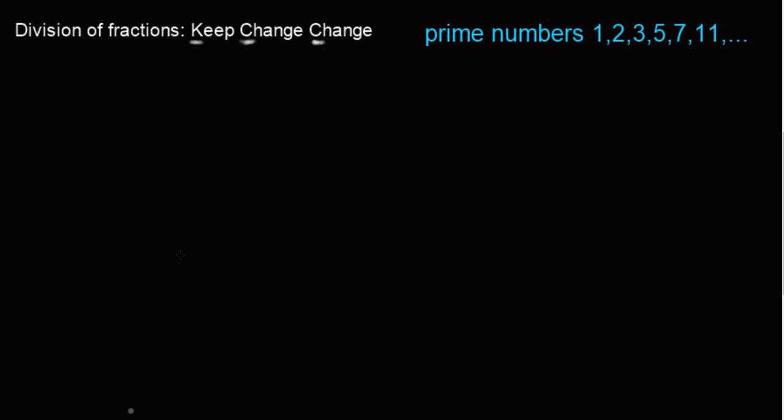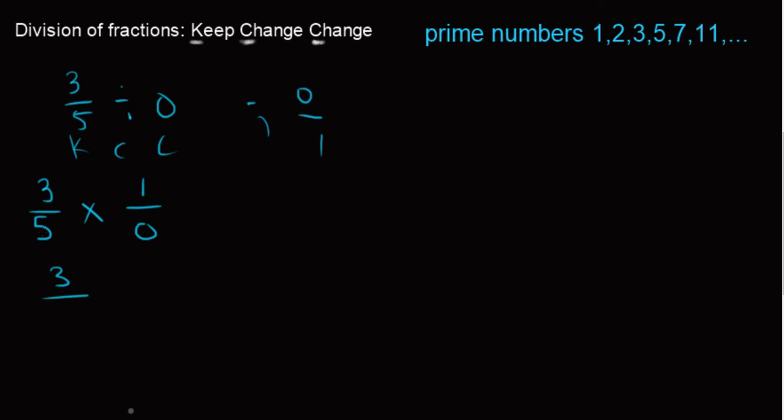Let's look at another example. Feel free to pause the video. 3/5 divided by 0. We know 0 to be 0 over 1. We're going to keep, change. So we have 3/5 times, instead of 0 over 1, we have 1 over 0. So 3 times 1 is 3. 5 times 0 is 0. That is not equal to 0. That is what we call undefined. It's not a number.